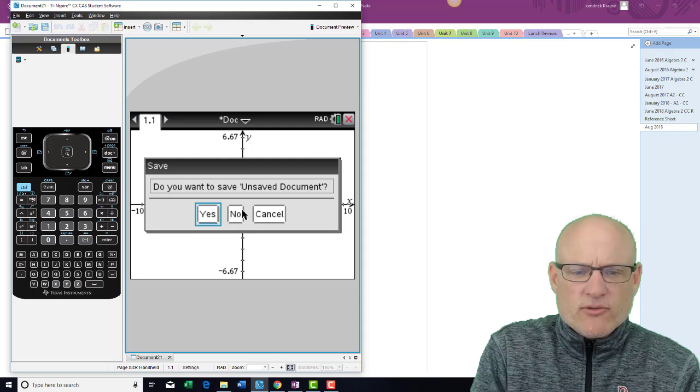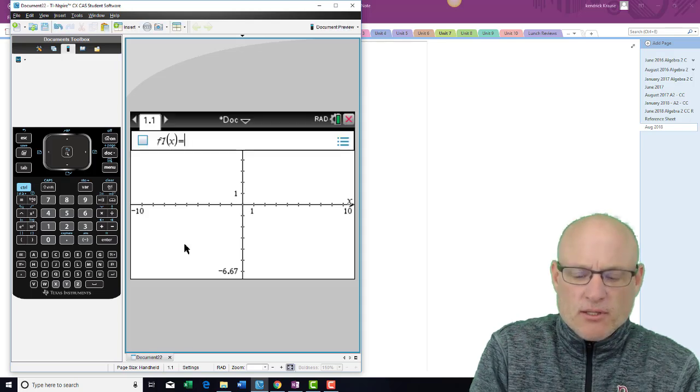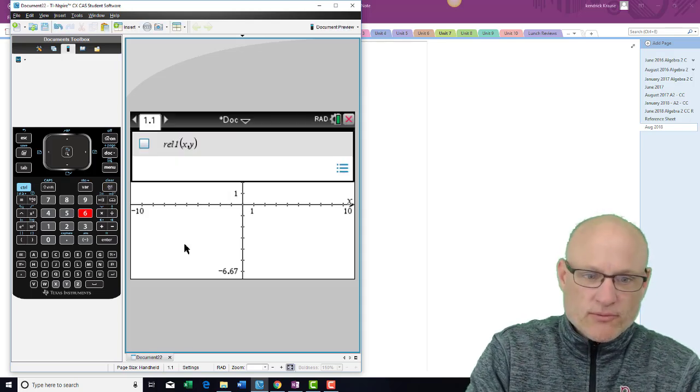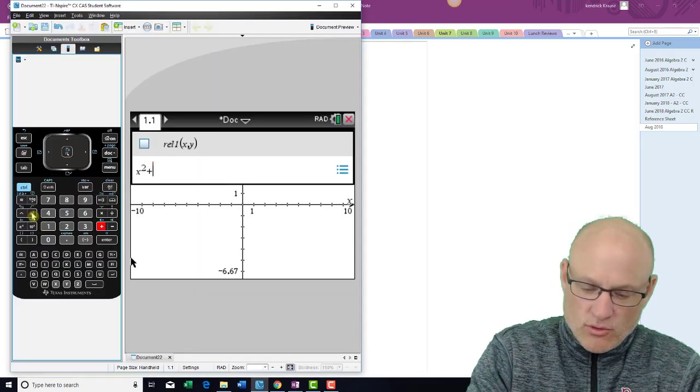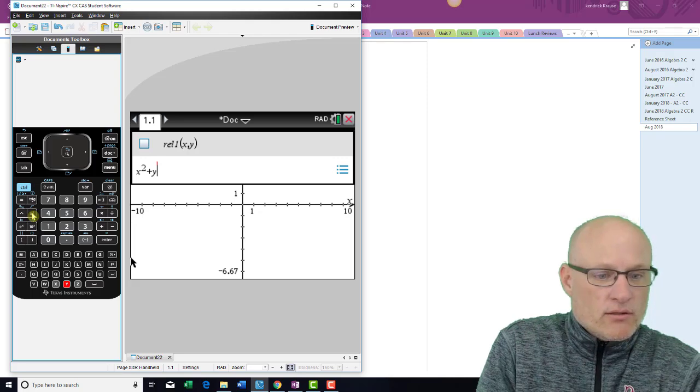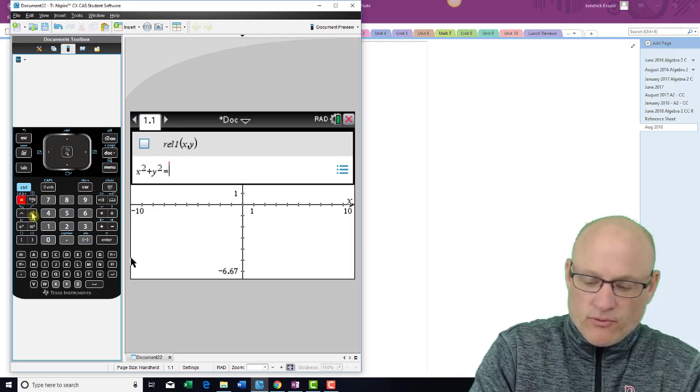I'm going to erase this and start over because I don't know why that happened like that. So I'm going to backspace. I'm going to choose 6. I'm going to go x squared plus y squared equals 400.